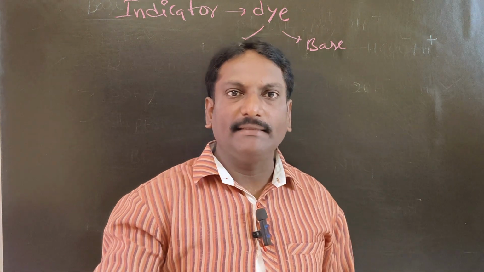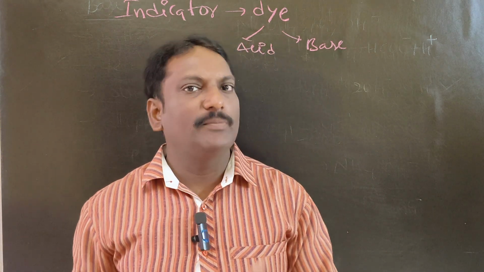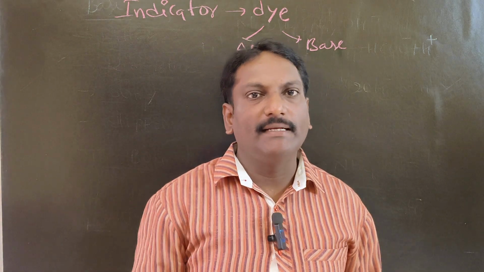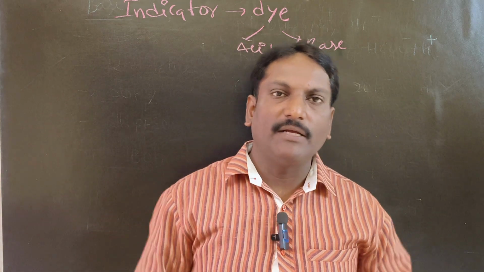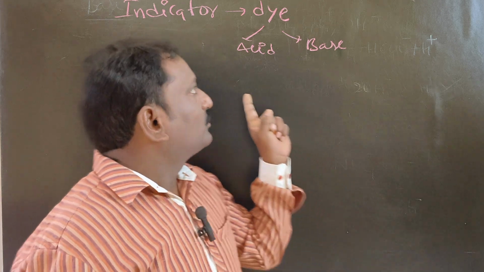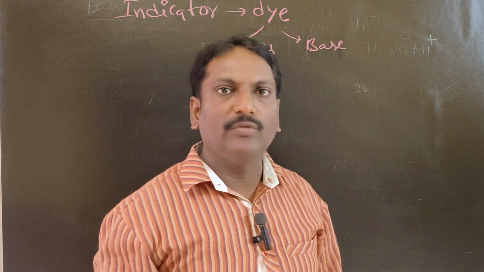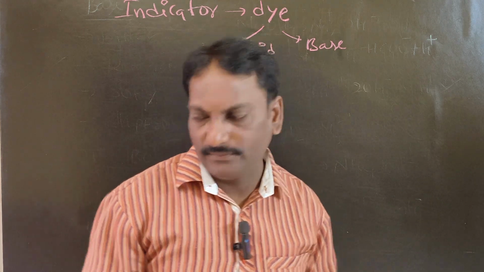When they are dropped in acid and base, in the presence of acid they can give different colors, and in the presence of base they can give different colors. Based on the color of the indicator in the presence of acid and base, we come to know whether the given substance is acid or base. That is the use of indicators. So what is meant by indicator? An indicator is a dye which changes its color in the presence of acid and base.